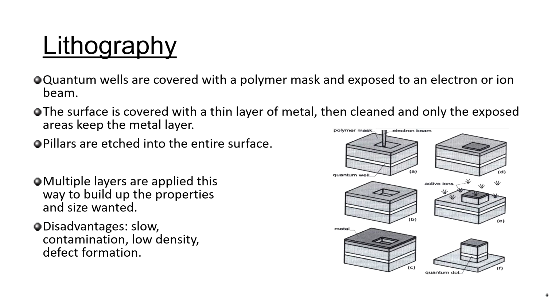In lithography, quantum wells are covered with a polymer mask and exposed to an electron or ion beam, and the surface is covered with a thin layer of metal, then cleaned, and only the exposed areas keep the metal layer. So pillars are etched into the entire surface, and multiple layers are applied this way to build up the properties and size wanted. But the disadvantage of this method is that it is slow, there is a possibility of contamination, low density, and defective formation of the system.